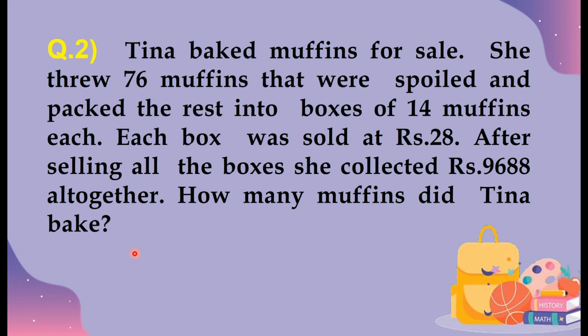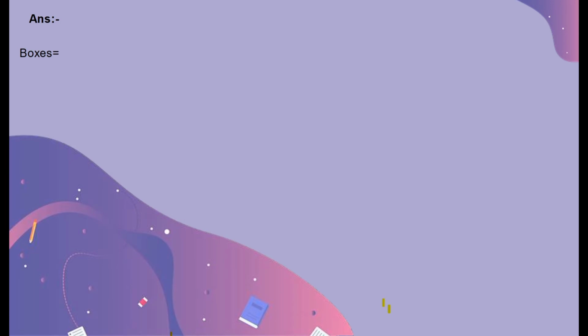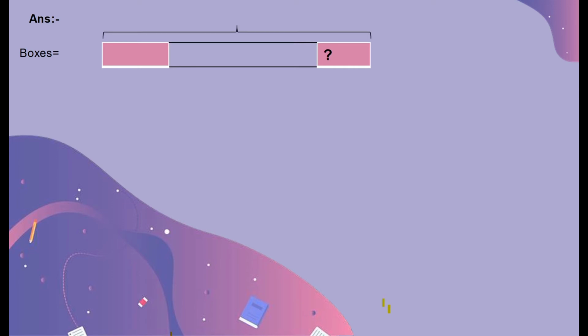Now, let us move to the solution. As we are not seeing the number of boxes in the question, but you can see that after selling all the boxes, she collected Rs 9,688.